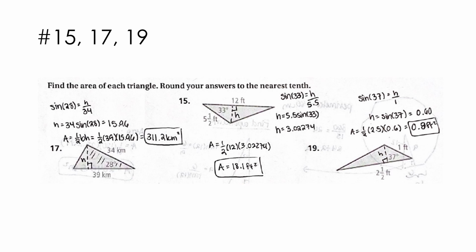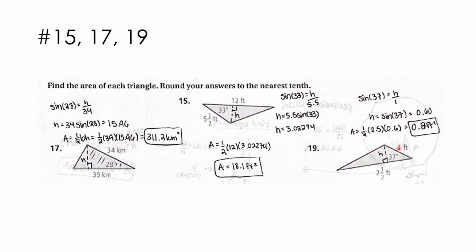On number 17, to find the height, again, I'm going to draw in my height here with the 90-degree angle. I'm going to use sine of 28 equals opposite over hypotenuse, which I have up here. Multiply both sides by 34, and I got 15.96 approximately for h. So again, I'm not being consistent with my rounding. But I got area equals 1/2 base times height, where my height is 15.96, and then the base, going back to the big triangle, is 39 kilometers. So I get approximately 311.2 kilometers squared. Depending on how you round this, it's going to look a little bit different at the end.